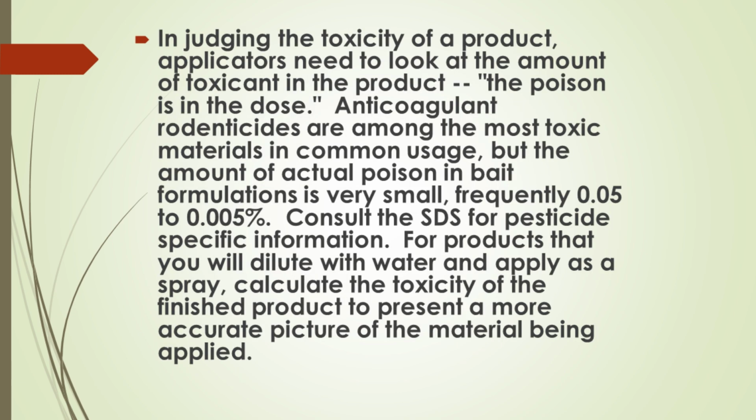In judging the toxicity of a product, applicators need to look at the amount of toxicant in the product. The poison is in the dose. Anticoagulant rodenticides are among the most toxic materials in common usage, but the amount of actual poison in the bait formulations is very small, frequently 0.05 to 0.005%. Consult the SDS for pesticide-specific information. For products that you will dilute with water and apply as a spray, calculate the toxicity of the finished product to present a more accurate picture of the material being applied.